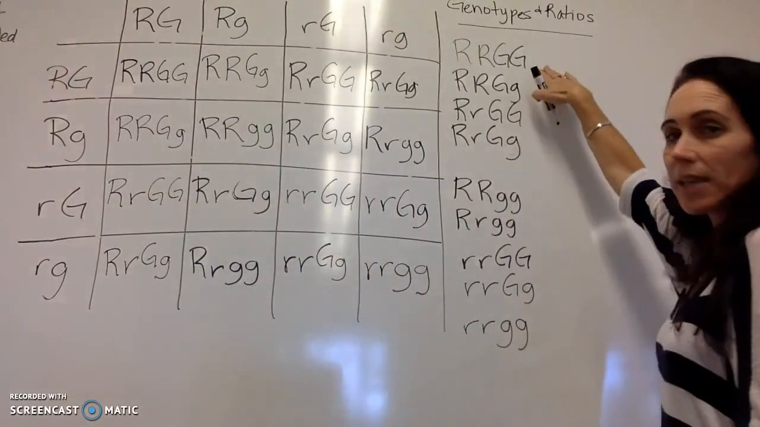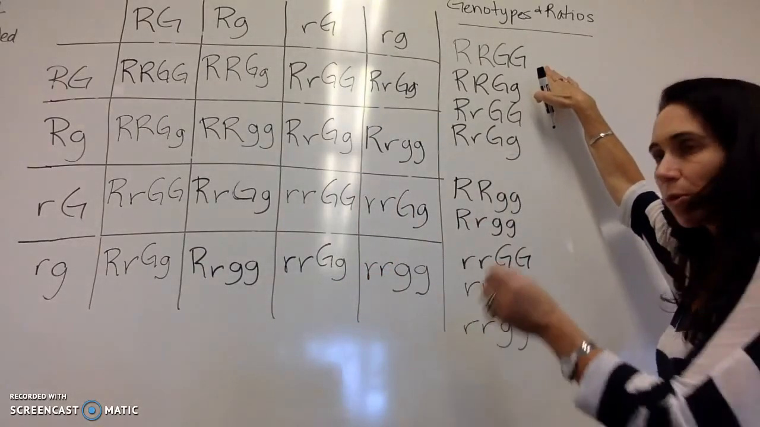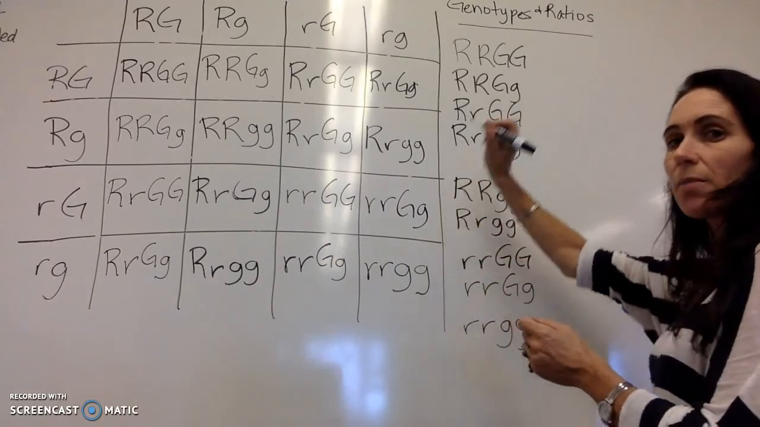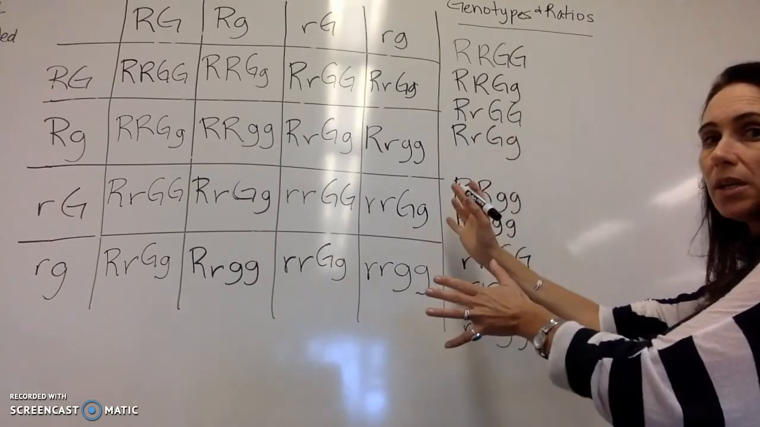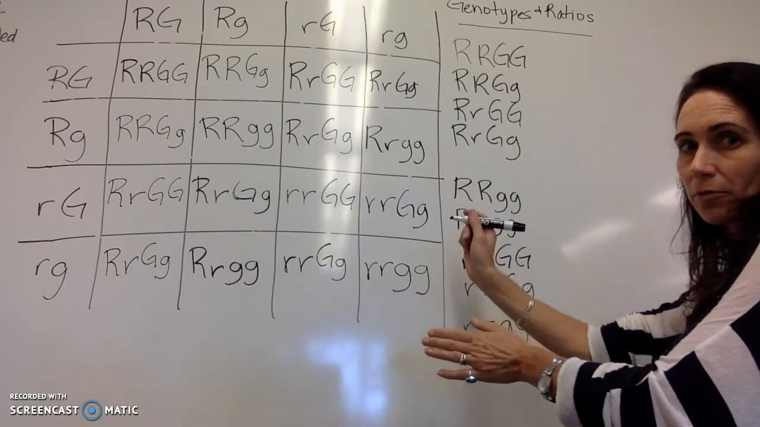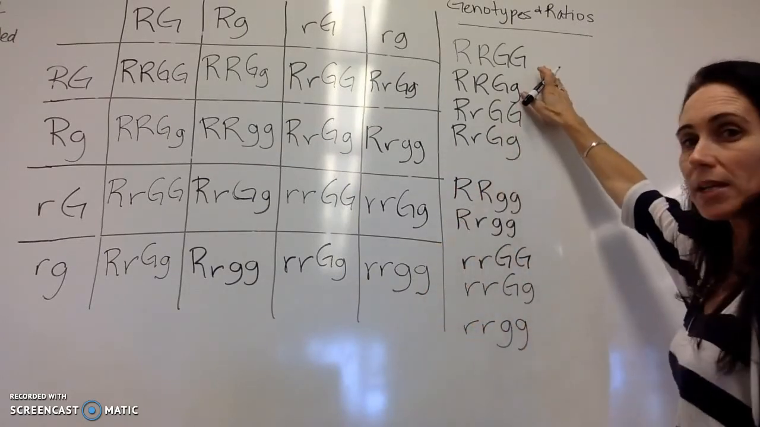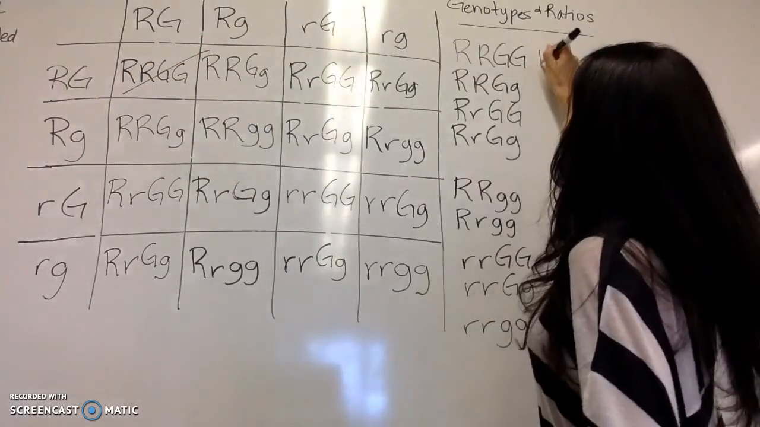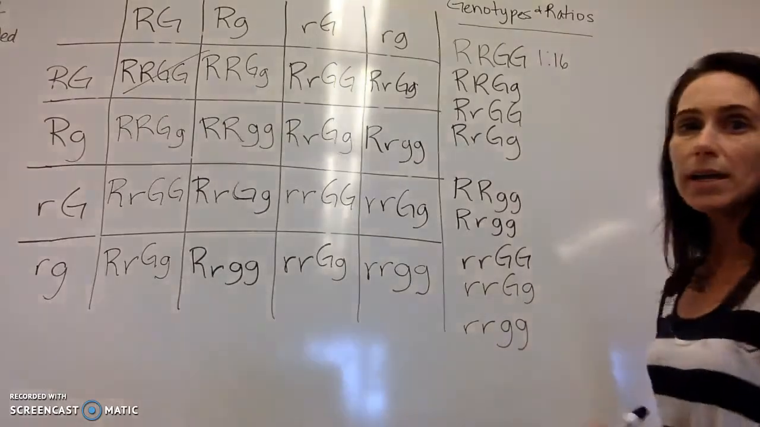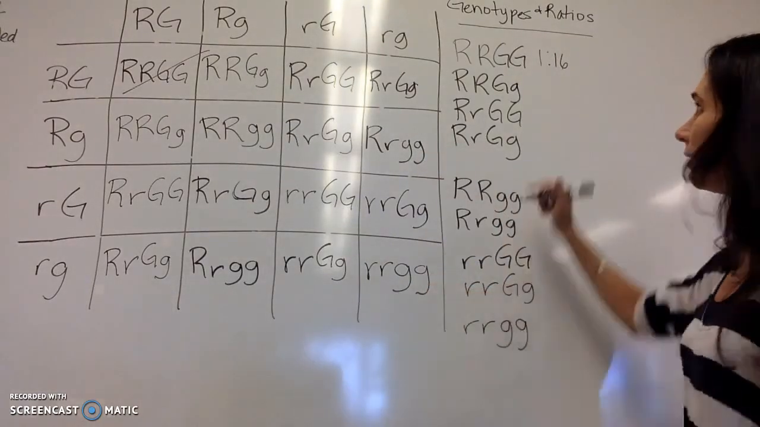So you just count, and the way that I like to do this when you're working on your worksheets is marking them off with an X as you go. So again, work off your worksheets and follow me as you're writing these down. So homozygous for both, that's right here, mark it off, it's in the square 1 out of 16 times.